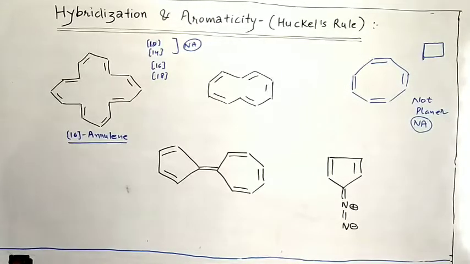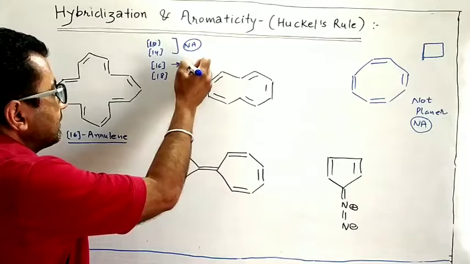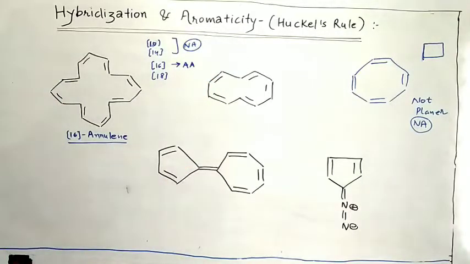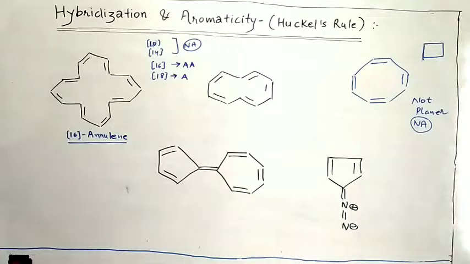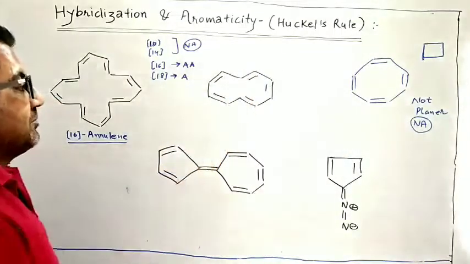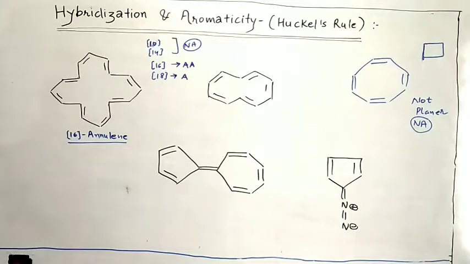This is also an annulene, so you can say it's 8 annulene. So 10 and 14 annulenes are non-aromatic, 16 is anti-aromatic, and 18 annulene is aromatic. This is your 10 annulene, so you can say it is non-aromatic because these two rings are not in one plane, but we can make it aromatic by doing some modifications.